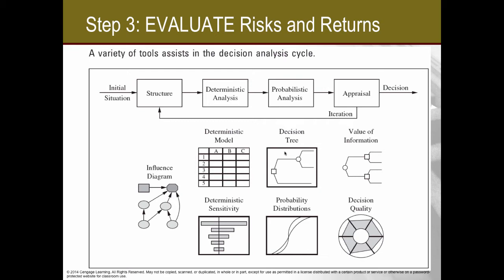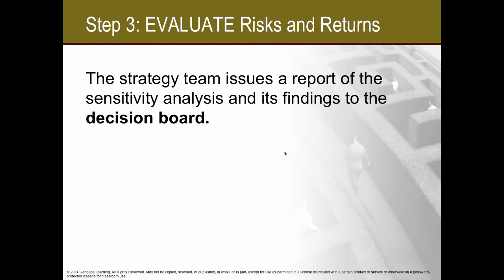There are different things that you can use for the decision model: you can use the tables or the decision trees, value of information, influence diagrams, deterministic sensitivity, also the tornado graph, some sort of probability distribution. So if you have a probability distribution, you can also use that, and decision quality. So there are different techniques that can be used to do the evaluation. You have to also evaluate risk and returns.